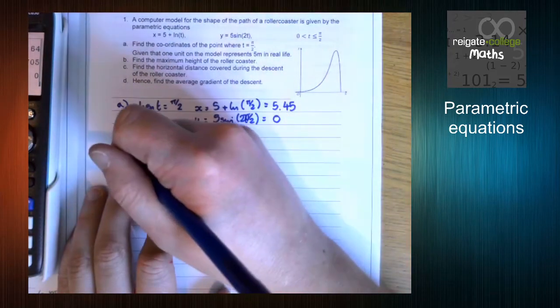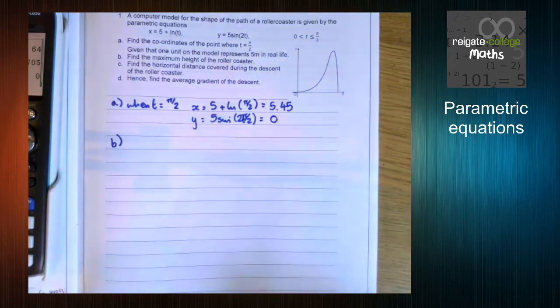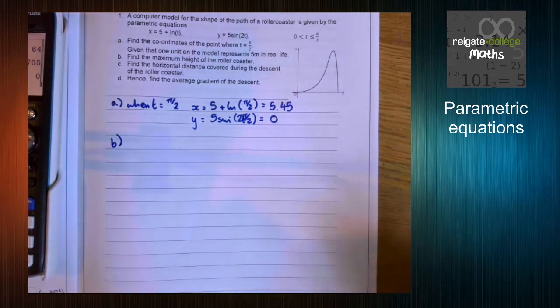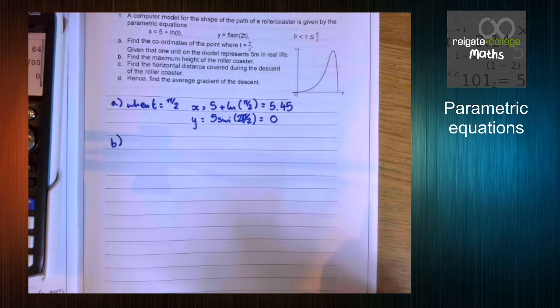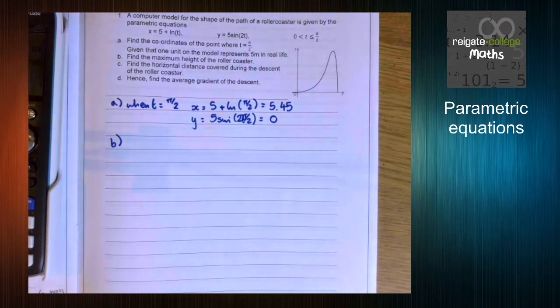So, looking at the wording of this question, given that 1 unit on the model represents 5 meters in real life, find the maximum height of the roller coaster. Students could make this more complicated than it needs to be, because they see maximum height and they think, okay, great, maximum y, need to differentiate. Which is fine, you can do it that way, but if we stop and think about it, this is actually a relatively simple question.